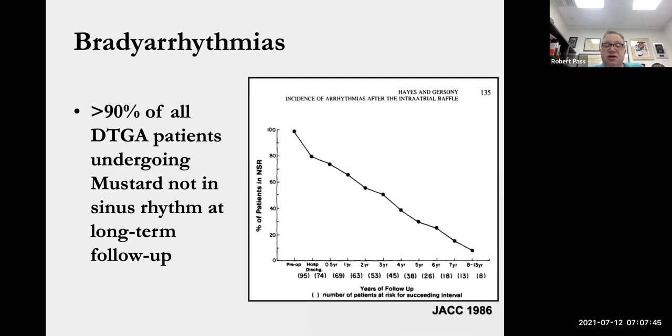atrial level switches anymore, except of course in patients who have corrected transposition and whom we might consider doing a double switch operation. And so this is a very serious concern, and it makes the importance of the SVC baffle being widely patent for eventual pacing very important as well.